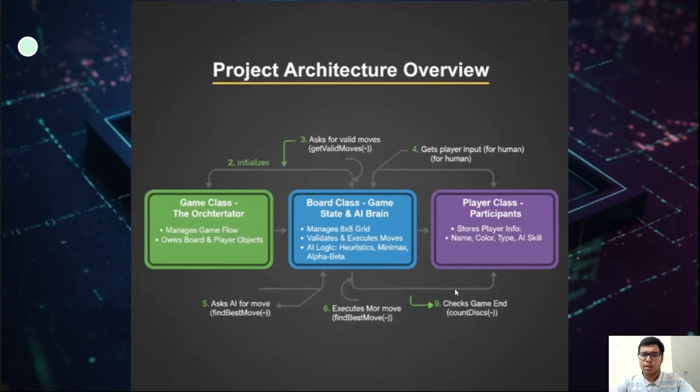The board class. This is the heart of our brain. It encapsulates everything related to the physical board itself. It manages the 8x8 grid of disks, knows the rules for valid moves, handles placing disks, and other things like this. It also contains the AI's logic, including the heuristic evaluation function and the minimax and alpha-beta pruning algorithms. Essentially, the board class knows how the game is played and how to think about playing it strategically.